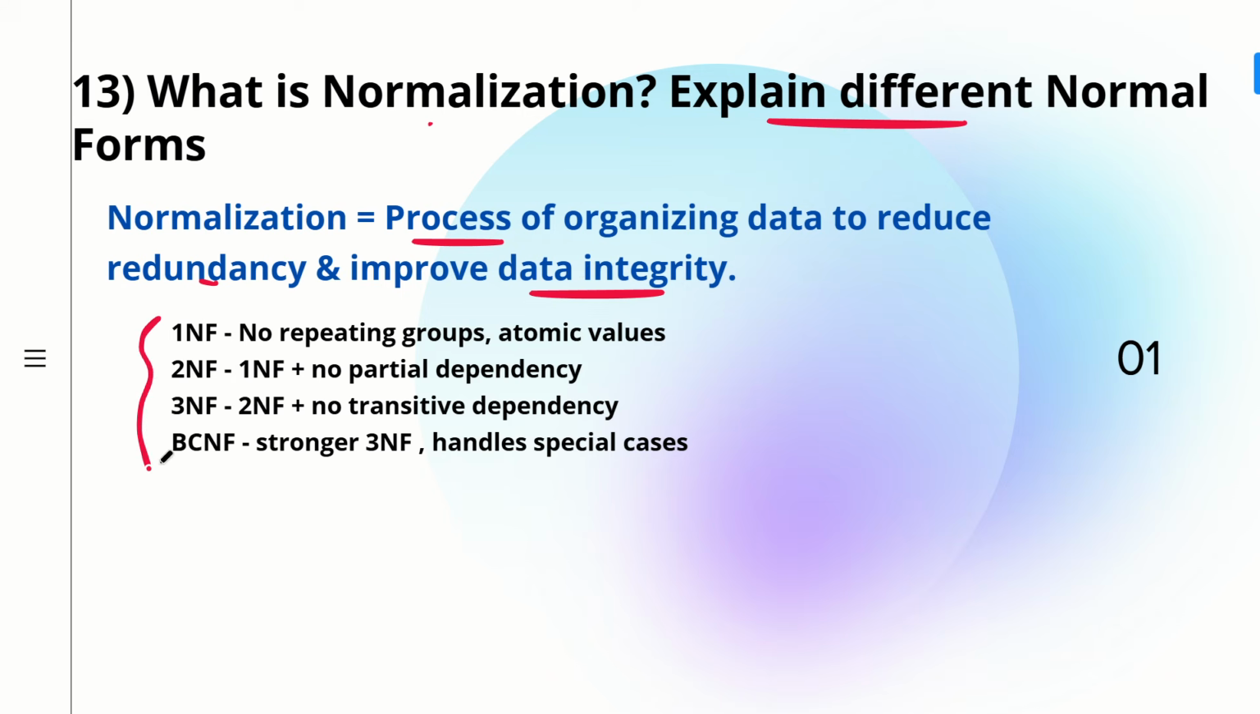So what are the different normal forms? We have 1NF, 2NF, 3NF. 1NF is nothing but no repeating groups and atomic values. So whatever multiple phone numbers you have, they can be stored separately and not in a group. There should be no repeating groups. Then what is 2NF? It is 1NF plus there should be no partial dependency. Then we have 3NF, which is 2NF plus there should be no transitive dependency. And the last one is BCNF. It is the stronger form of 3NF and it handles some special cases.